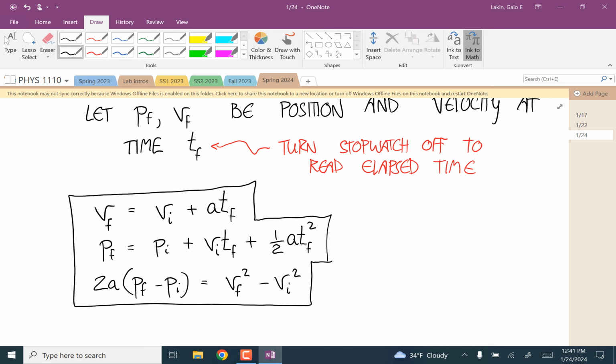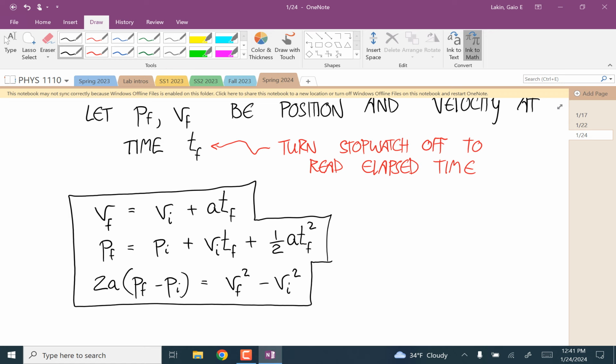A couple things to notice. Only one of these equations doesn't use the elapsed time. Okay, so if there's no times in your problem at all, then you're probably going to end up using this one with no times in it.